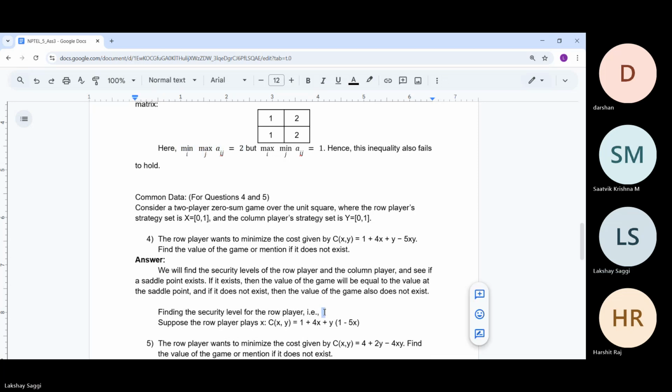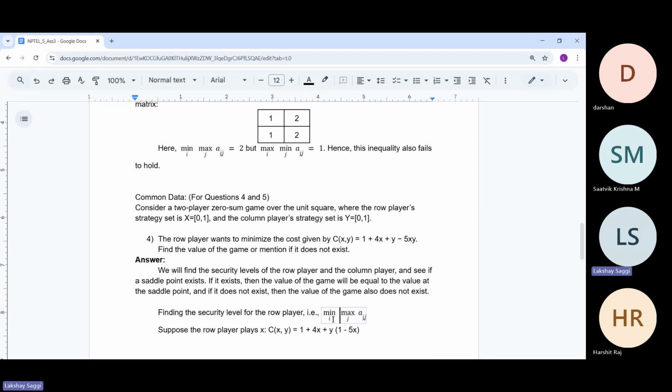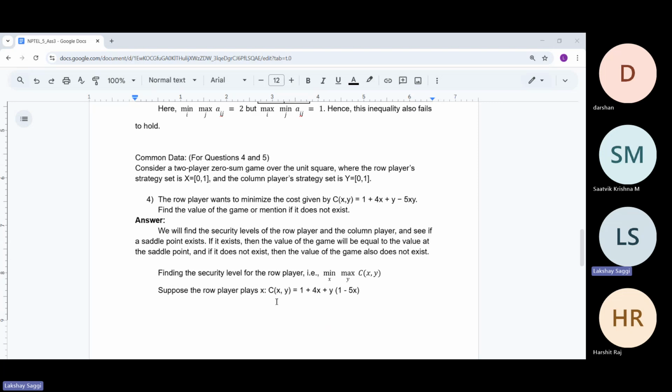This just means finding out this kind of a term, that is, min over all possible X values, max over all possible Y values, the cost C(X,Y). This is what I want to find for the row player, right? So first of all, if the row player plays X and the column player plays Y, we have this value. And now this Y will be chosen so that this quantity is maximized, right?